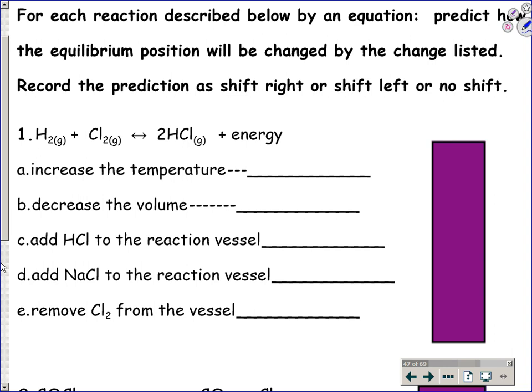Find where that is in the reaction. Where is this in the reaction? So it's a what? Reaction or product? Okay, so which way do we want to shift it? Write it down. I'm just giving you extra chemicals.